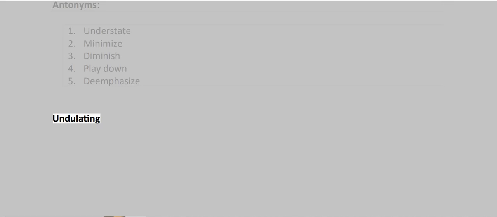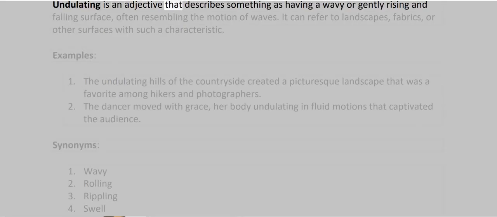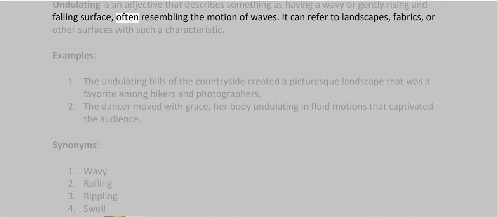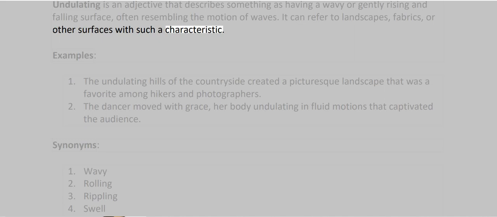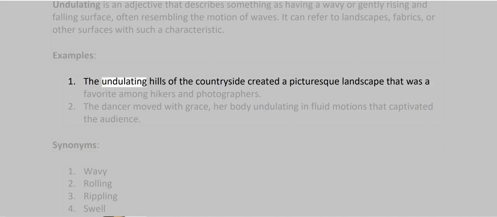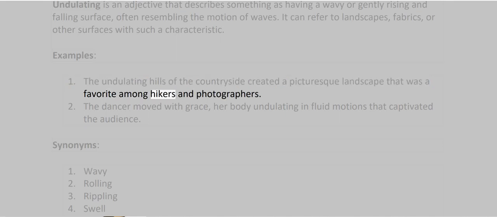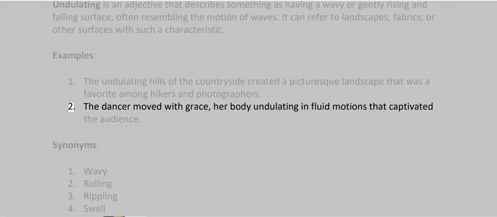Undulating. Undulating is an adjective that describes something as having a wavy or gently rising and falling surface, often resembling the motion of waves. It can refer to landscapes, fabrics, or other surfaces with such a characteristic. Examples. 1. The undulating hills of the countryside created a picturesque landscape that was a favorite among hikers and photographers. 2. The dancer moved with grace, her body undulating in fluid motions that captivated the audience.